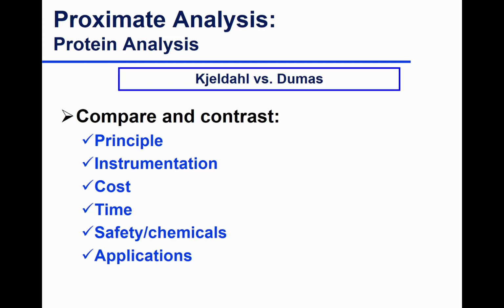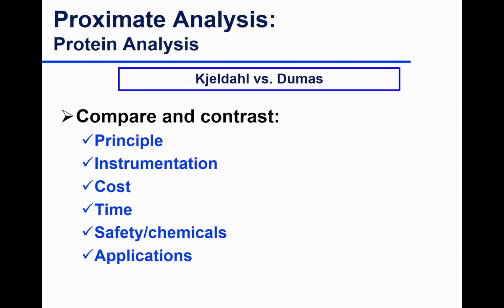So if we want to compare and contrast Kjeldahl and Dumas, in principle, they are similar in the sense that we are after determining nitrogen amount and then converting it to protein. So both are based on determining nitrogen, but one is instrument based and the other is wet chemistry based. So that's the difference in instrumentation. One is automated. You just weigh your sample, put it in there, and it does everything for you.